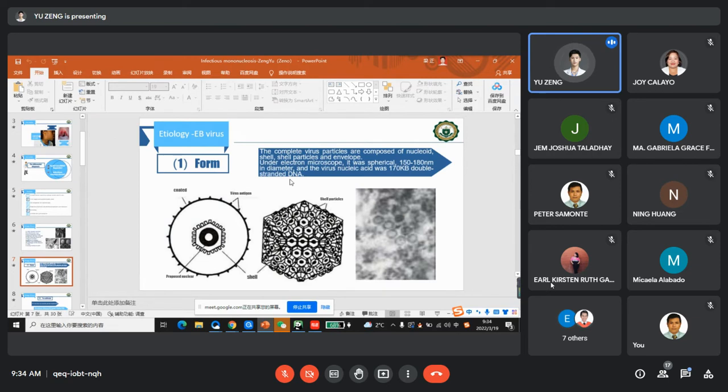The complete virus particles are composed of nucleoid shell particles and an envelope. Under electron microscope, it was spherical, about 150 to 180 nanometers in diameter, and the virus nucleic acid was 170 kb double-stranded DNA.